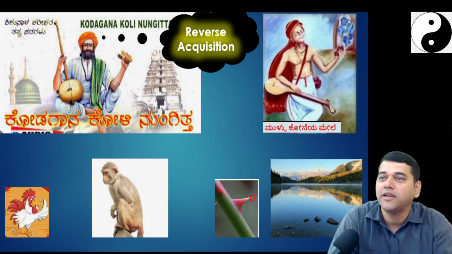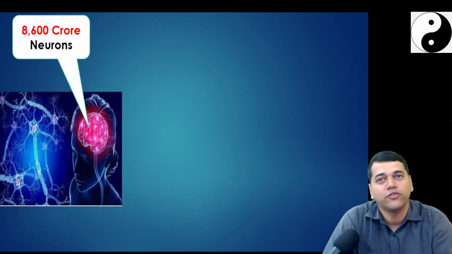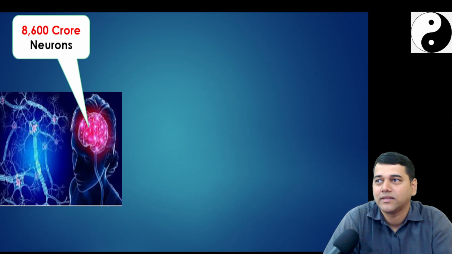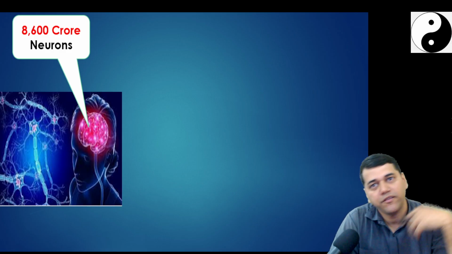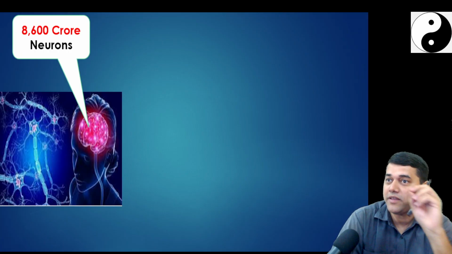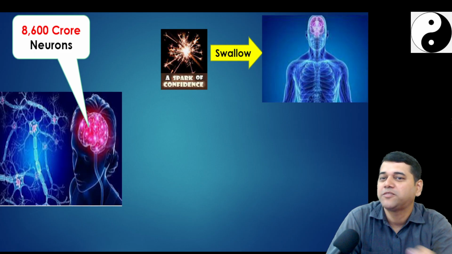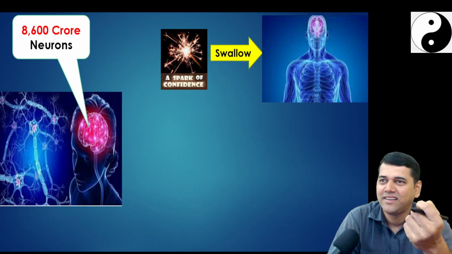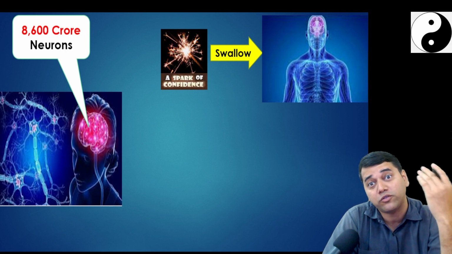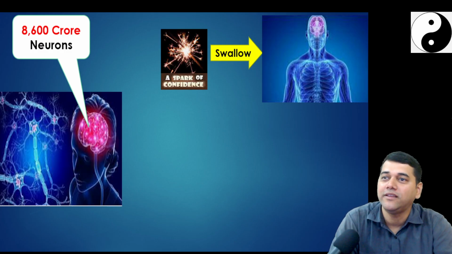Then I understood they are talking about reverse acquisition, after I completed Ind AS 103. See, do you know how many neurons we have in our mind? 8,600 crore neurons are there in every almost healthy person's mind. Every one of us has that. Every neuron has one piece of information. Imagine one spark happens in one of the neurons. We can call it a spark of confidence. A neuron is so small that you cannot see it. In our brain, 8,600 crore. And that spark of confidence swallows you fully.